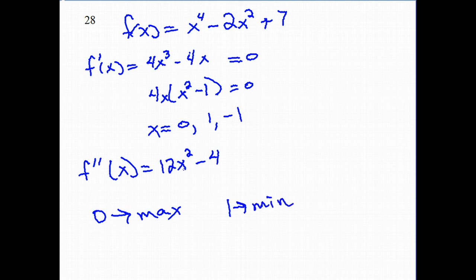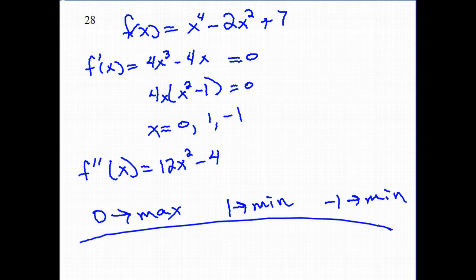Put in a negative 1, we still get a positive, because negative 1 squared is 1, times 12 minus 4 is still a positive 8. So negative 1 is also a min. So in this case, the second derivative test was able to get all of our critical points, and so we can do it much more quickly than doing a variable chart for f prime.